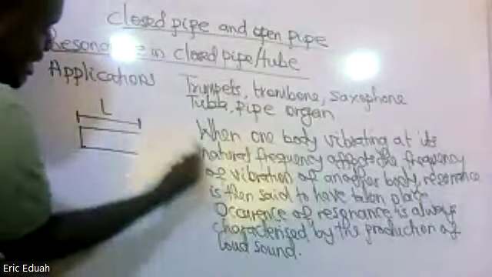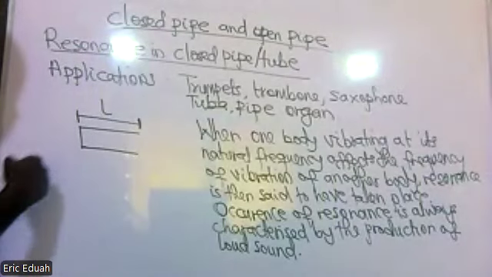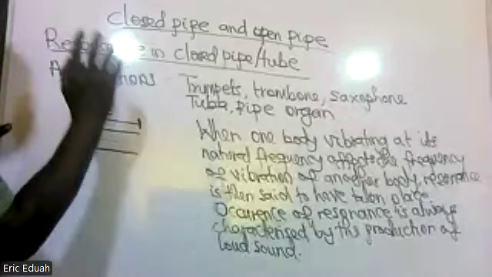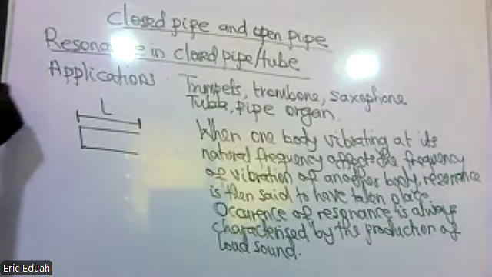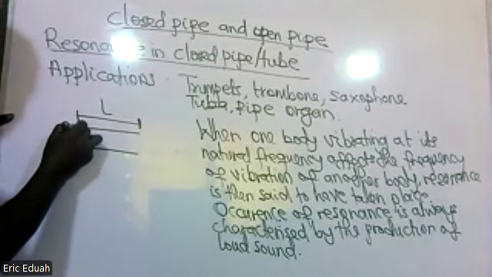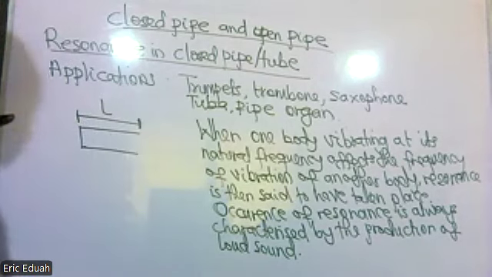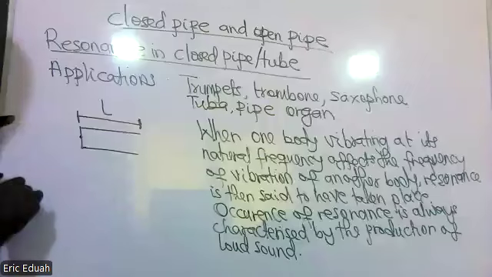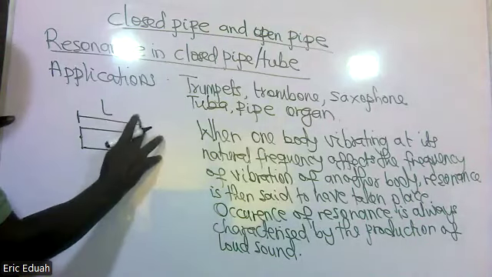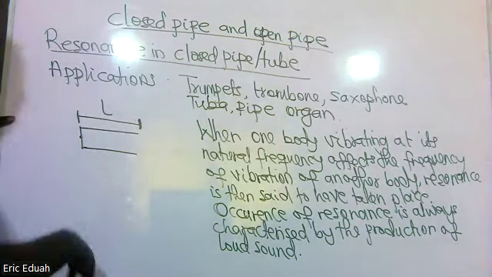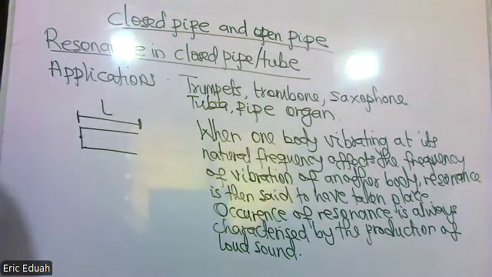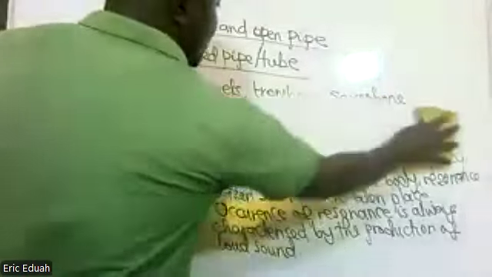So this time air is blown into it. Now, for closed pipes, because one end is closed and one end is open, there's formation of nodes at the closed end and also formation of antinodes at the open end. So the stationary waves or loops will be formed within the tube.